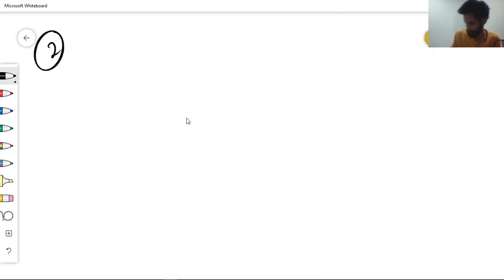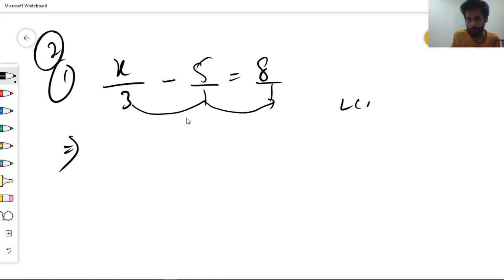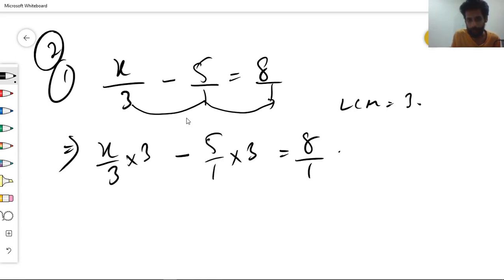So 1 is done now. Question number 2, part 1: x by 3 minus 5 is equal to 8. I have shown you how to do this in the previous class. What I will do is make each term a fraction. This is 1, this is 1. Now I will take the LCM of each term. The LCM will be 3. So now we will multiply each term with 3. 8 by 1 into 3.